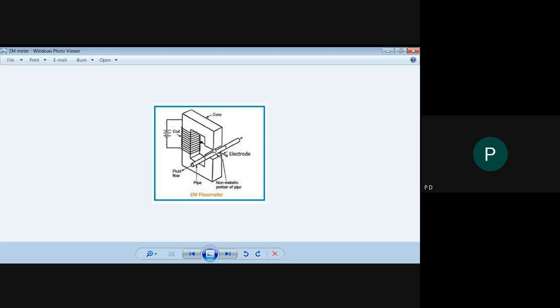So the field is in a vertical manner, and you are going to place the electrodes in a horizontal manner. So both will be perpendicular. Also, when the fluid is passed through the pipe, it is also perpendicular to the direction of the magnetic field. So here we have to consider the basic working principle of the electromagnetic flow meter, based on Faraday's law of electromagnetic induction, which states that when a current carrying conductor is placed in a magnetic field, then an EMF is induced across that conductor.